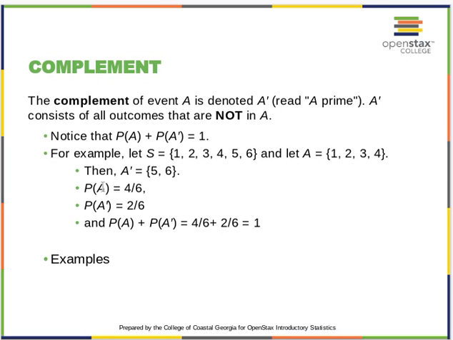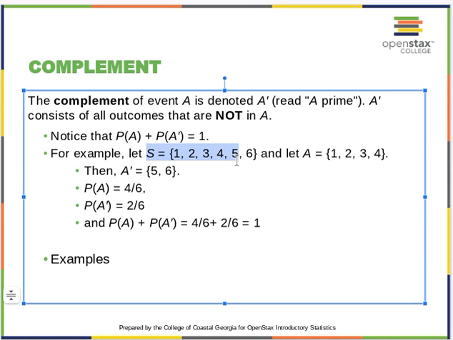Let's work through their little example here. We have S equals 1 through 6, A equals 1 through 4, and S is our sample space. A is our event. Then the complement to our event A is 5 and 6. It's everything left in the sample space that can occur that is not part of A. So the probability of A occurring is 4 out of 6. The probability of A's complement is 2 out of 6, and we can double check that A and its complement sum to 1.